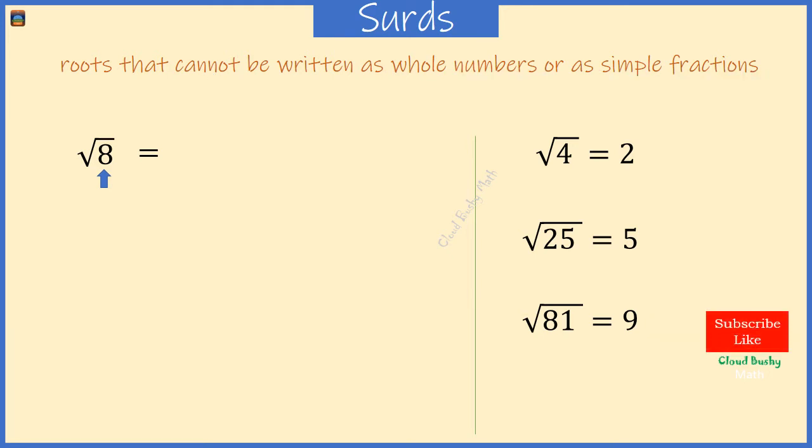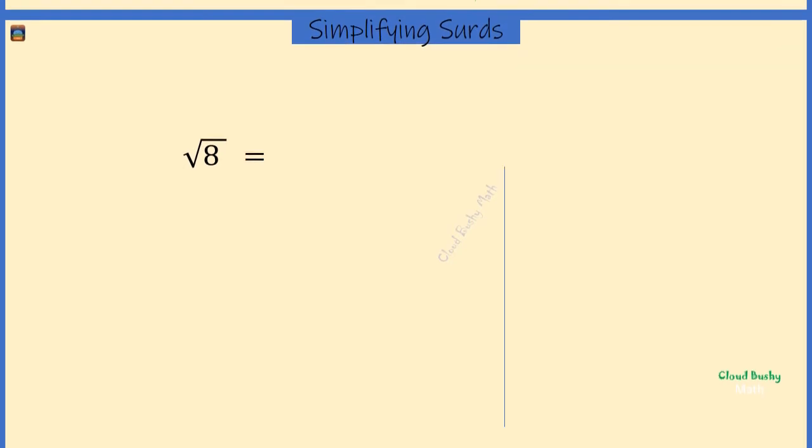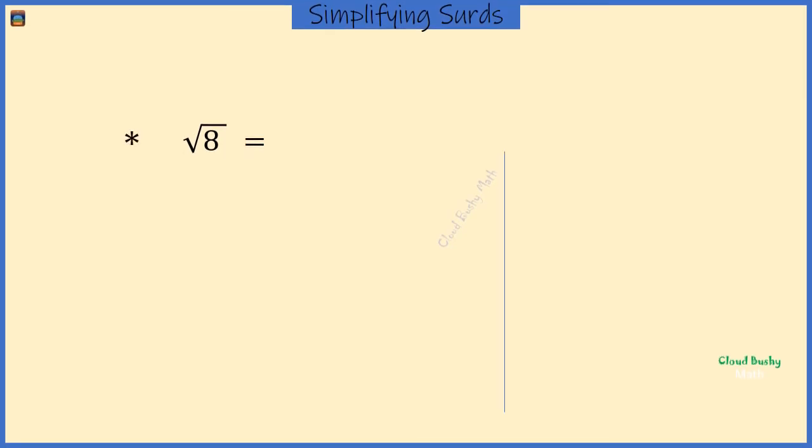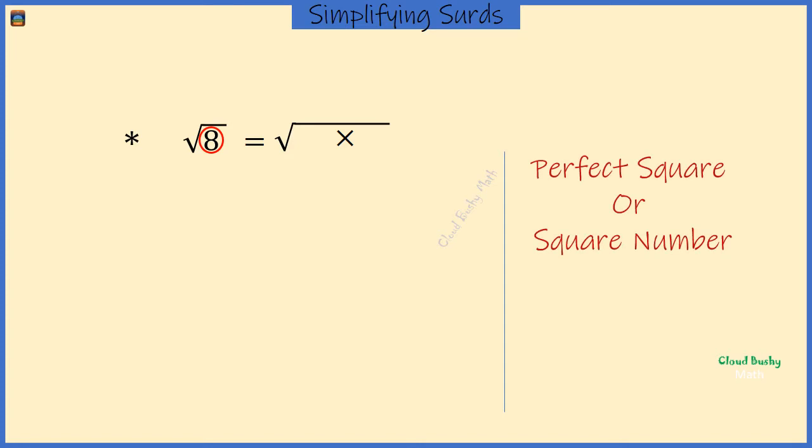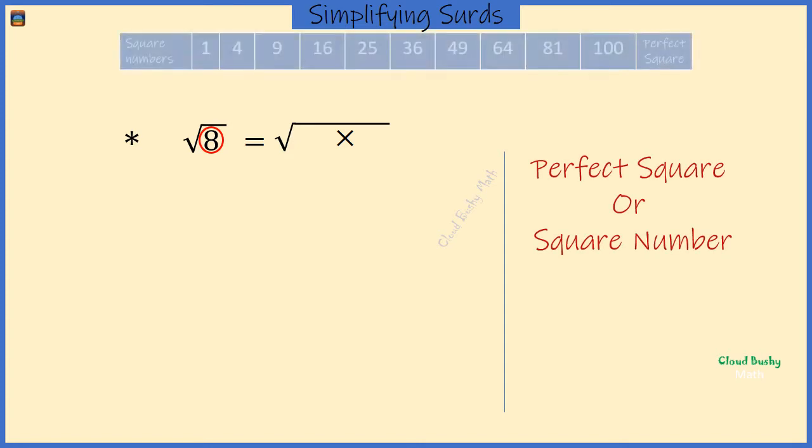Now let's see how we can simplify the square root of 8. To simplify the square root of 8, we need to break down 8 into 2 of its factors. One of these factors has to be a perfect square. A perfect square is a number whose square root is a whole number. Examples of square numbers are 1, 4, 9, 16, 25, 36, 49, 81, and 100.